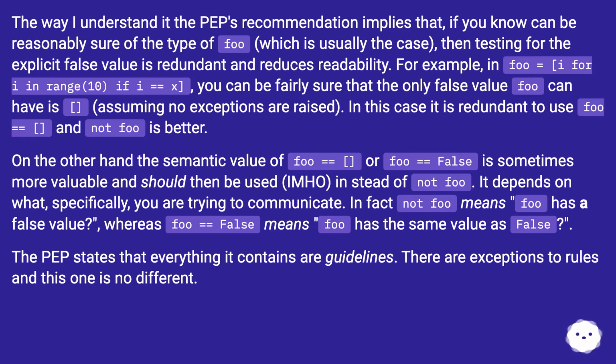On the other hand, the semantic value of foo == 0, or foo == false is sometimes more valuable and should then be used, imho, instead of not foo. It depends on what, specifically, you are trying to communicate. In fact, not foo means foo has a false value, whereas foo == false means foo has the same value as false. The PEP states that everything it contains are guidelines. There are exceptions to rules, and this one is no different.